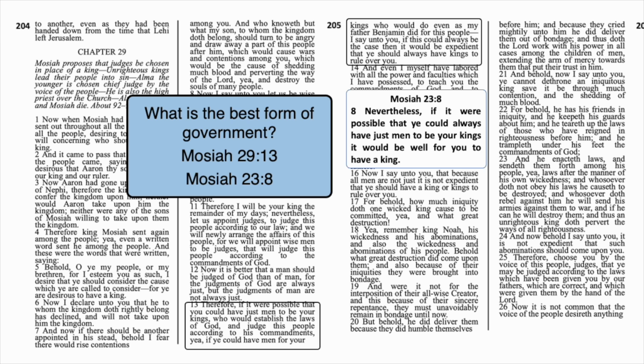So in verse 13 first, "Therefore, if it were possible that you could have just men to be your kings, who would establish the laws of God, and judge this people according to his commandments, yea, if ye could have men for your kings who would do even as my father Benjamin did for this people, I say unto you, if this could always be the case, then it would be expedient that ye should always have kings to rule over you." And then Mosiah 23:8, "Nevertheless, if it were possible that you could always have just men to be your kings, it would be well for you to have a king."